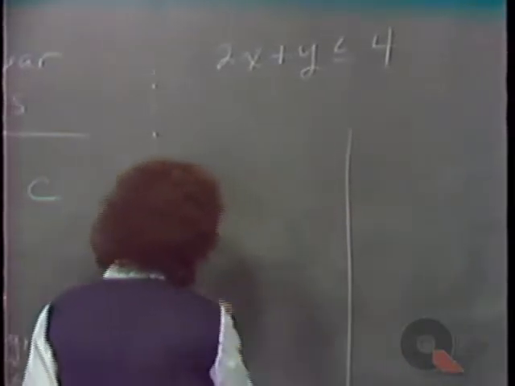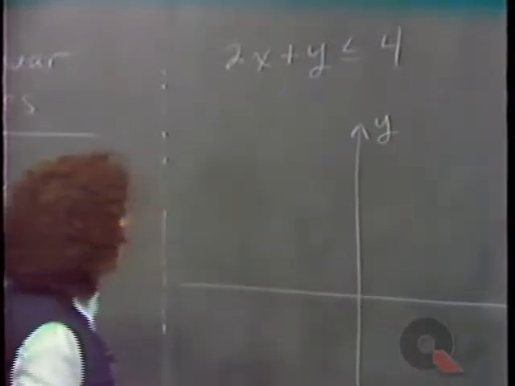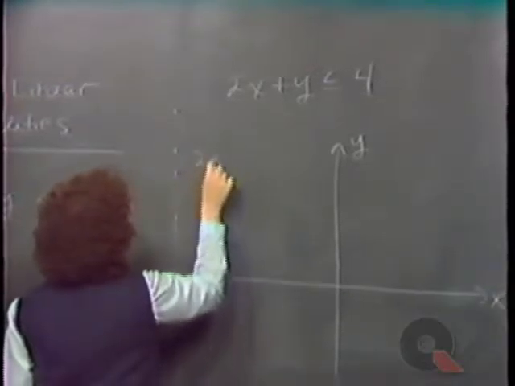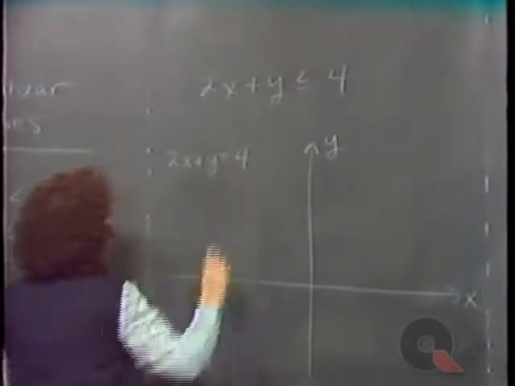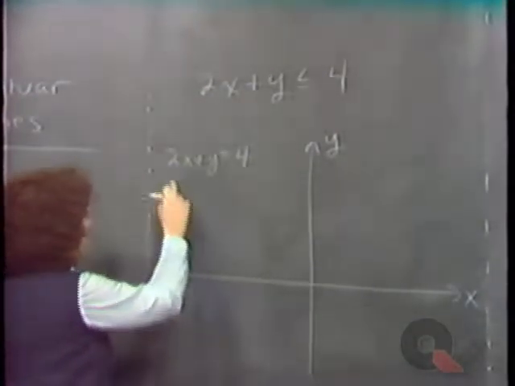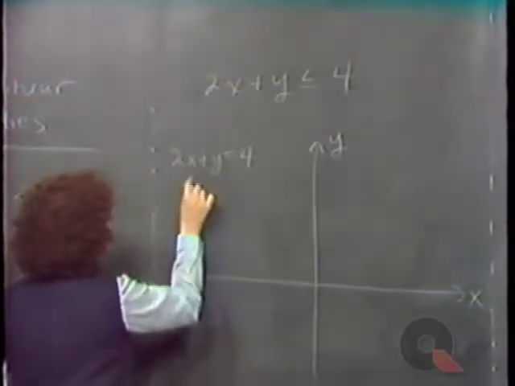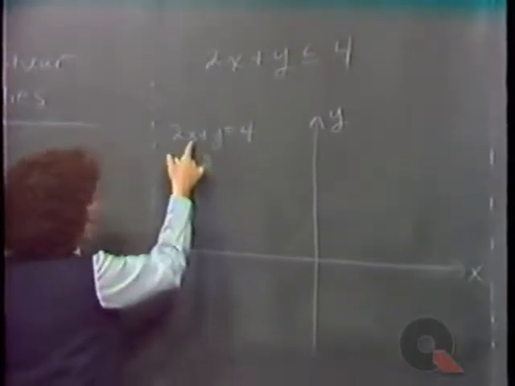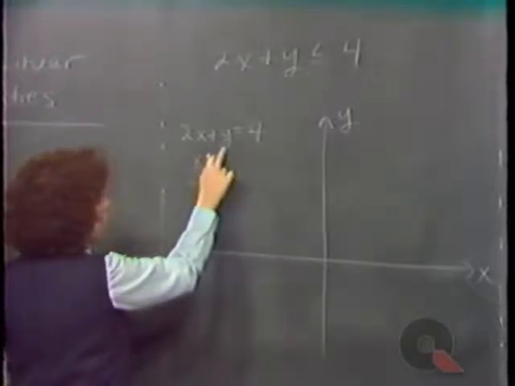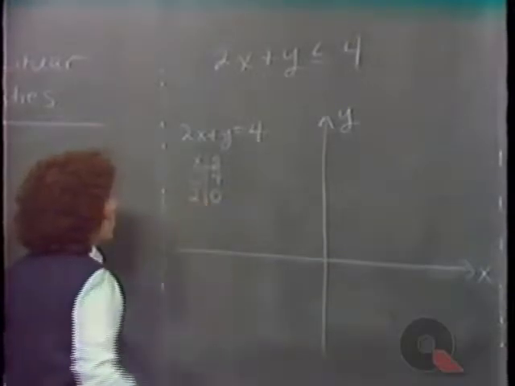We will start by sketching the graph of the corresponding line 2x plus y equals 4. This line will serve as a boundary for the solution set. Okay, now to sketch a graph of this line, we would need 2 points on the line. We could get the intercepts. For example, we could set x equal to 0, and if x is 0, y is 4. We can set y equal to 0, and if y is 0, 2x equals 4, or x equals 2.